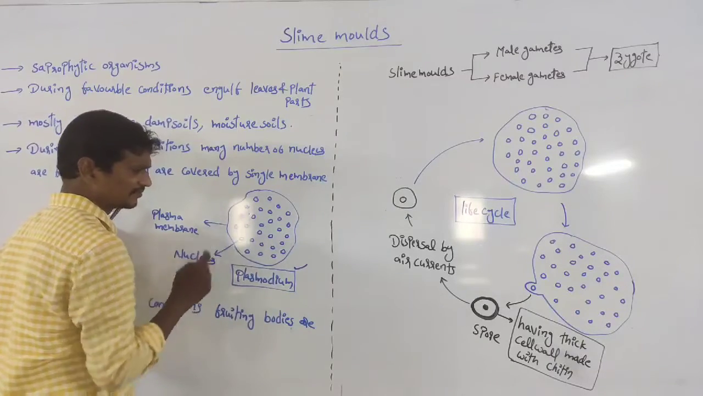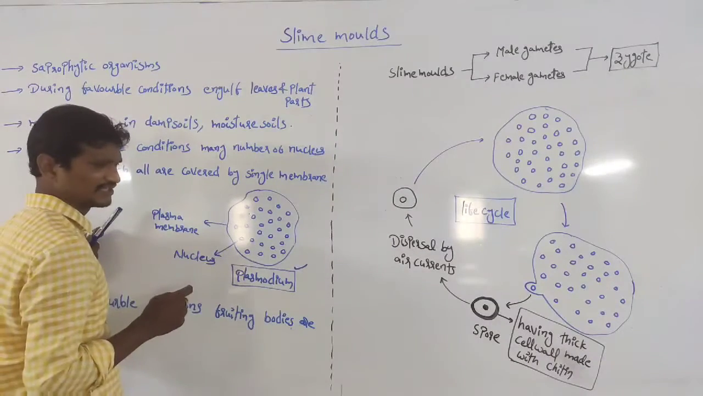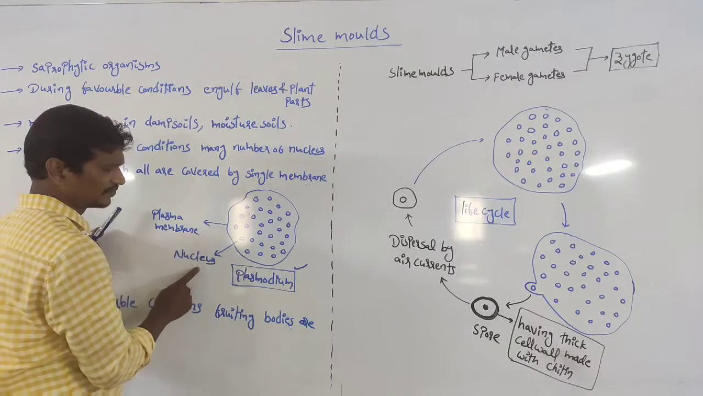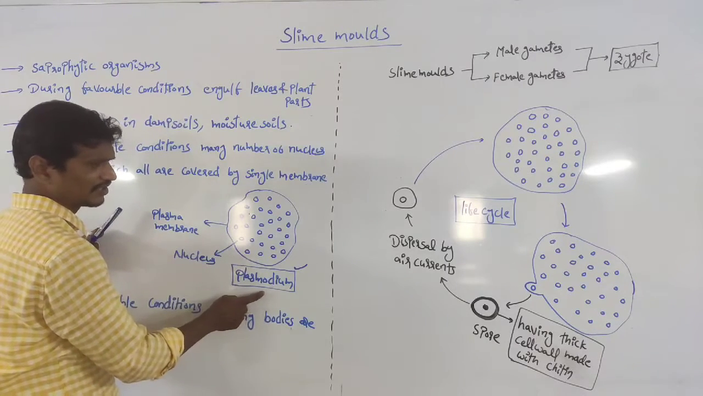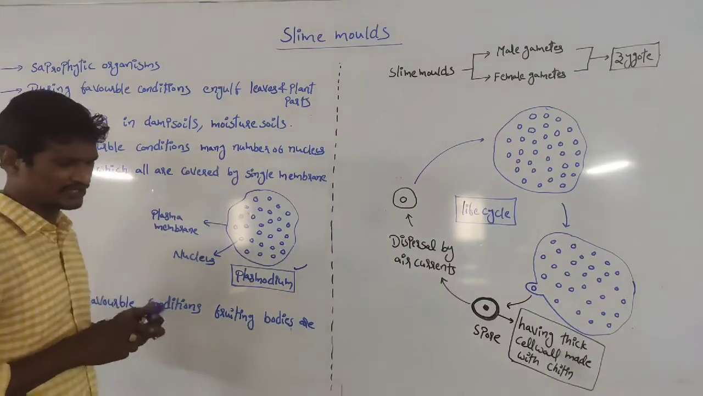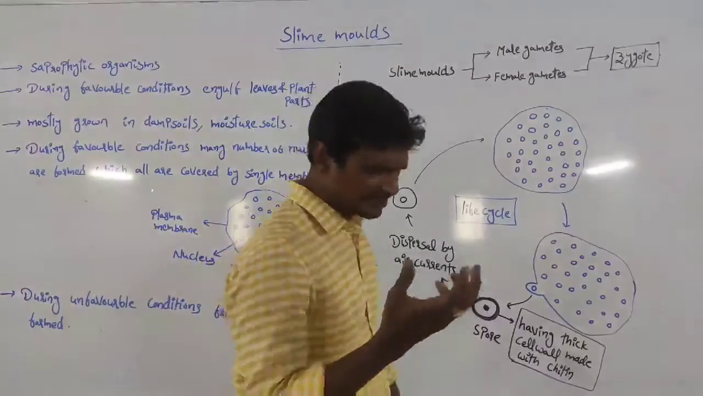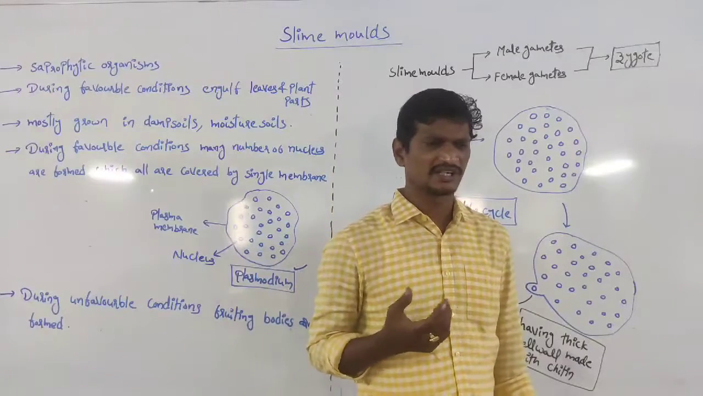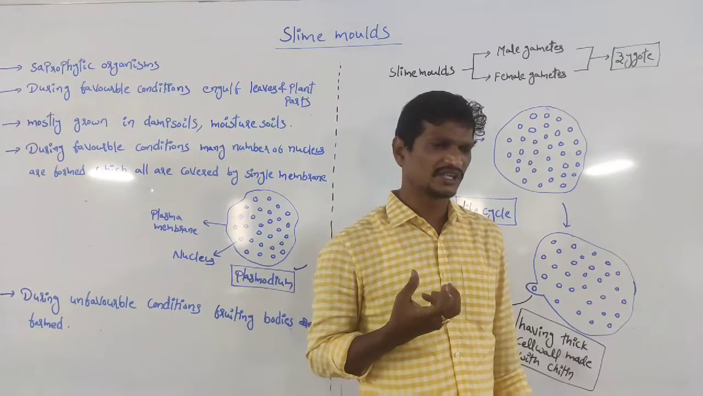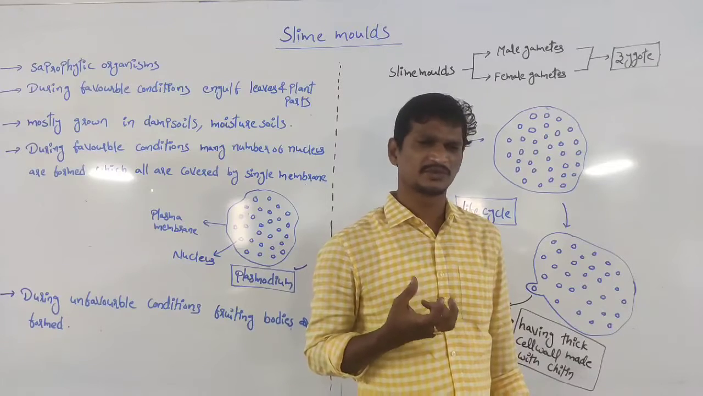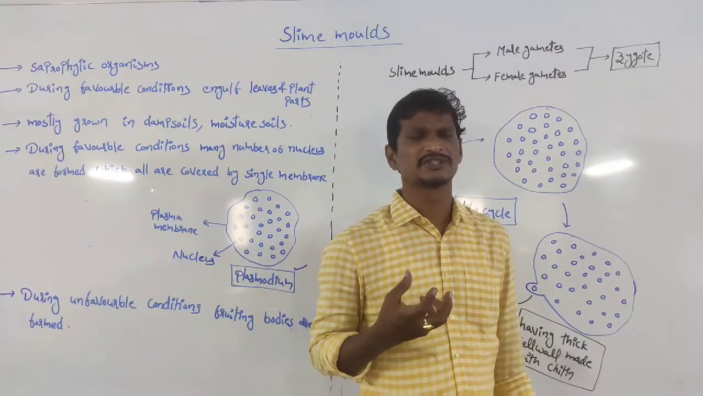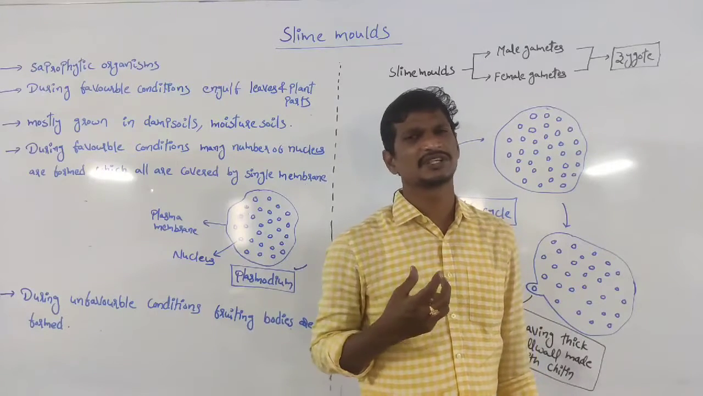Here, inside the organism, many nuclei are present. This structure is called plasmodium. During favorable conditions, whatever leaf parts, plant parts, or decaying parts are there, these parts are engulfed. Once the engulfment is completed and the organism gains energy, the nucleus divisions take place.